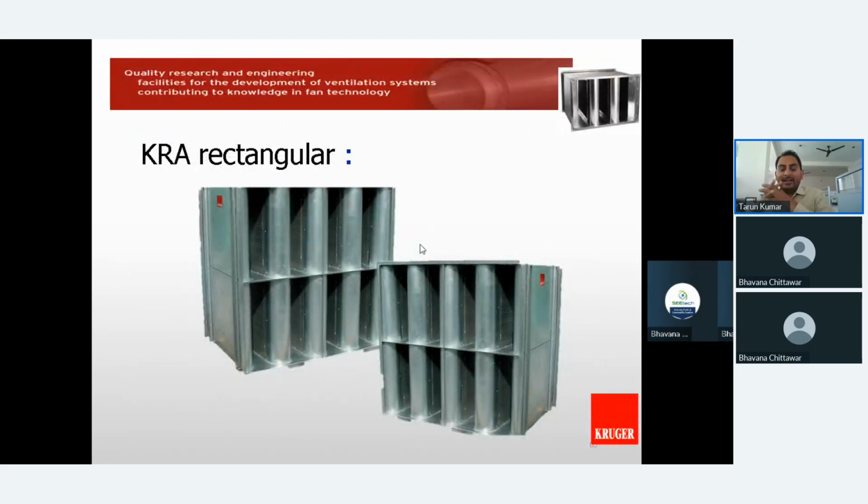Then the KRA rectangular attenuator, which is provided for any application where sound attenuation is required for the system, like buildings or metro tunnels. Sometimes a sound dB requirement is very mandatory. In that case you can use the KRA attenuator, which has sound reduction up to 20 dBA as per your requirement, and it is available in different sizes lengthwise and widthwise. It can be modified as per your requirement.